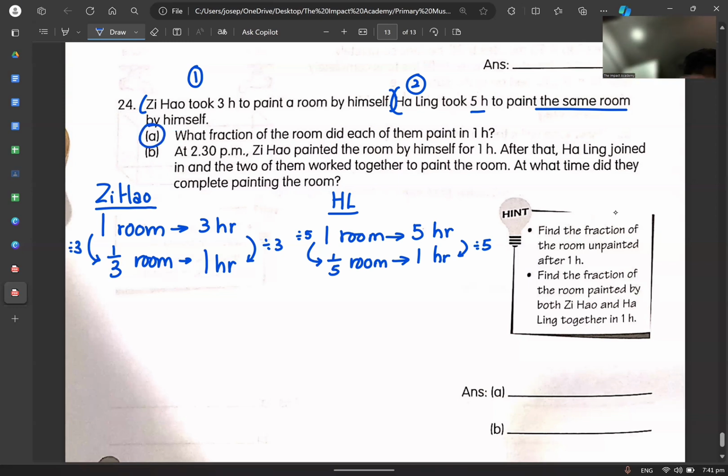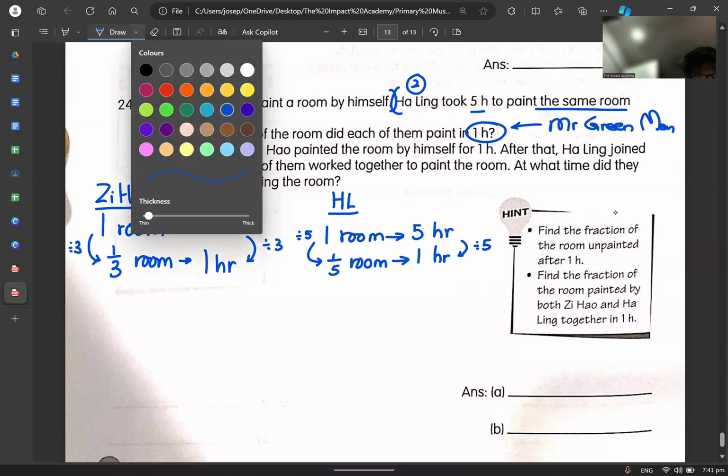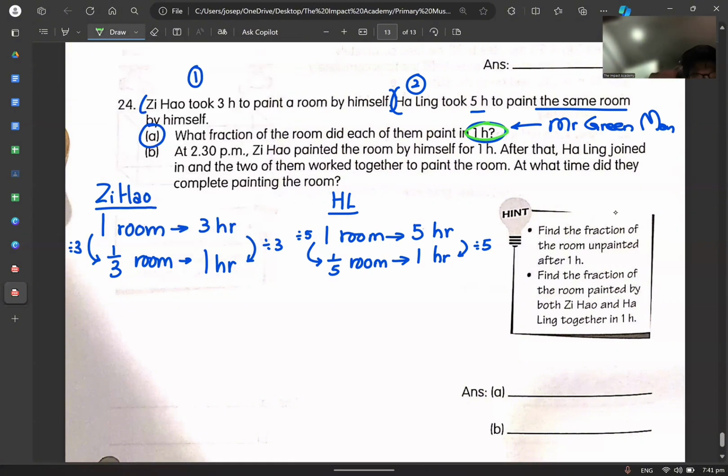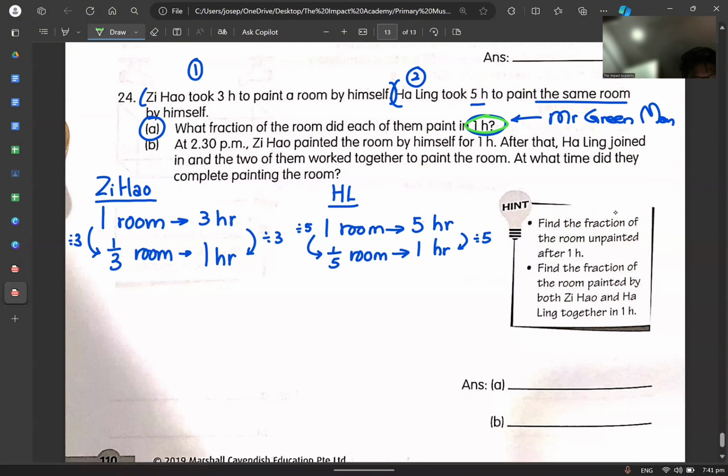Okay, so what we want to do now is to answer the question. What did the question say? The question says, what fraction of the room did each of them paint in 1 hour? They will always ask you for that Mr. Green Man, which over here is 1 hour. So my answer definitely for Zihao is 1/3 of the room. For Harin, it will be 1/5 of the room. So for the answer, we just put Zihao is 1/3 of the room, and Harin is 1/5 of the room.